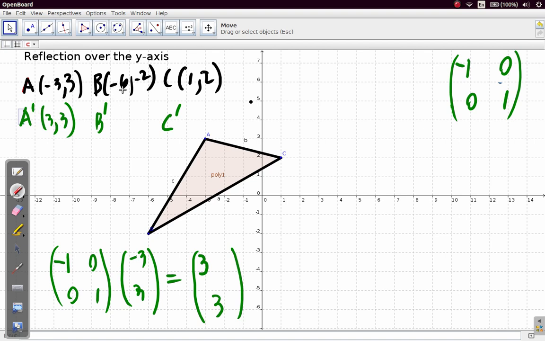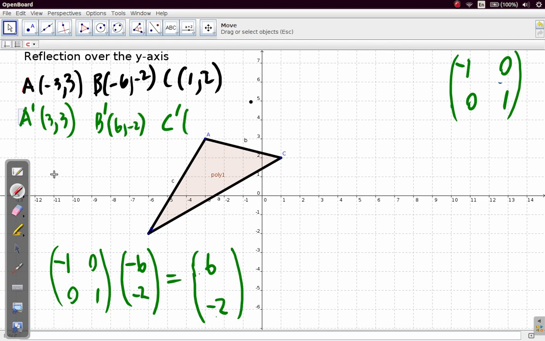B becomes B prime. What is B prime? Let's do the calculation. We had negative 6, negative 2. Negative 1 by negative 6 gives you positive 6, plus 0 by negative 2 is 0. 0 by negative 6 is 0, plus 1 by negative 2 is negative 2. So B prime is 6, negative 2.